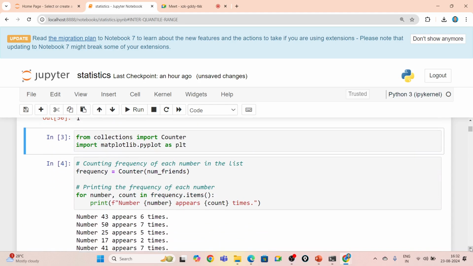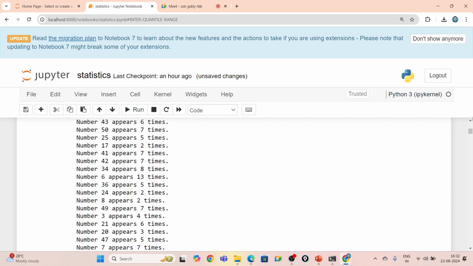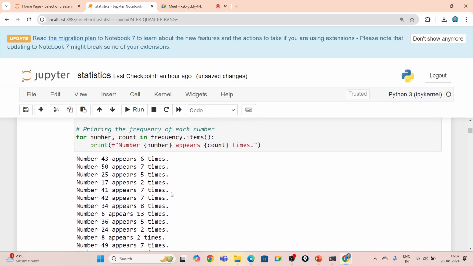Now if you do the calculation, I have a total of 200 values. Out of that, what is the count we have? Here it is mentioned the number 43 appears 6 times, the number 50 appears 7 times, number 25 appears 5 times, in this way. So we have the count of every number available inside it.